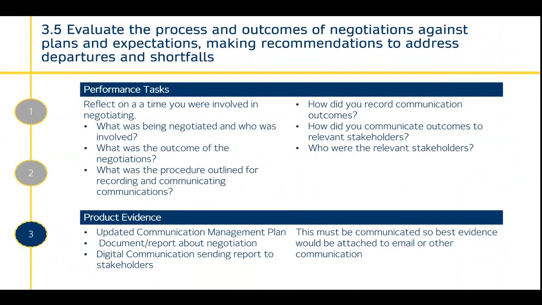3.5, evaluate the process and outcomes of negotiations against plans and expectations, making recommendations to address departures and shortfalls. This one's quite similar to 3.4. This is very reflective though on the success or failure of your negotiations, and identifying what you might do differently. So if something didn't go to plan, you're reflecting on what didn't go well, what caused it not to go well, and what you would have done differently going forward.